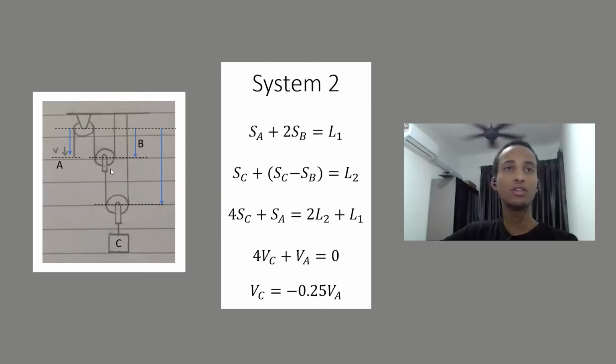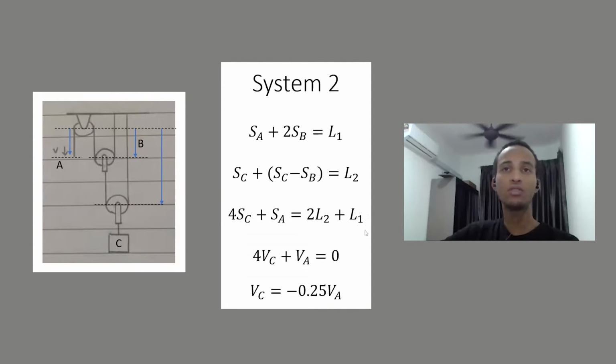And the second equation is going to be for the second cable, which is going to be SC plus SC minus SB to find the distance from this to here, equals length 2. Then we substitute the first equation into the second equation to remove SB. Then we get 4SC plus SA equals L2 plus L1.